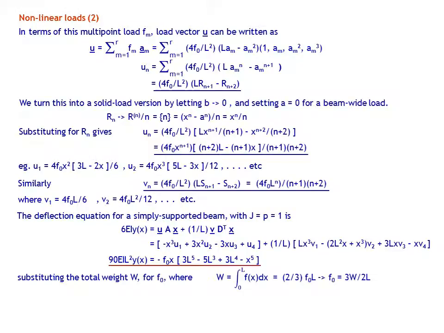To write it in terms of the load weight W, we know that W is equal to the integral from 0 to L of f of x dx, which evaluates to 2/3 f0 L, and substituting for f0 gives us the final form for the deflection due to a parabolic load on a simply supported beam. Again, this is exactly the same result as would be obtained using standard methods.